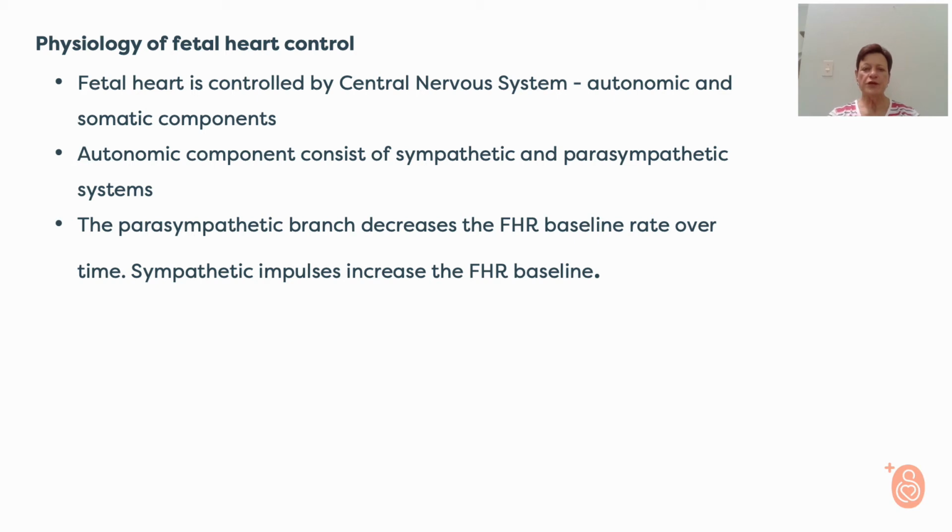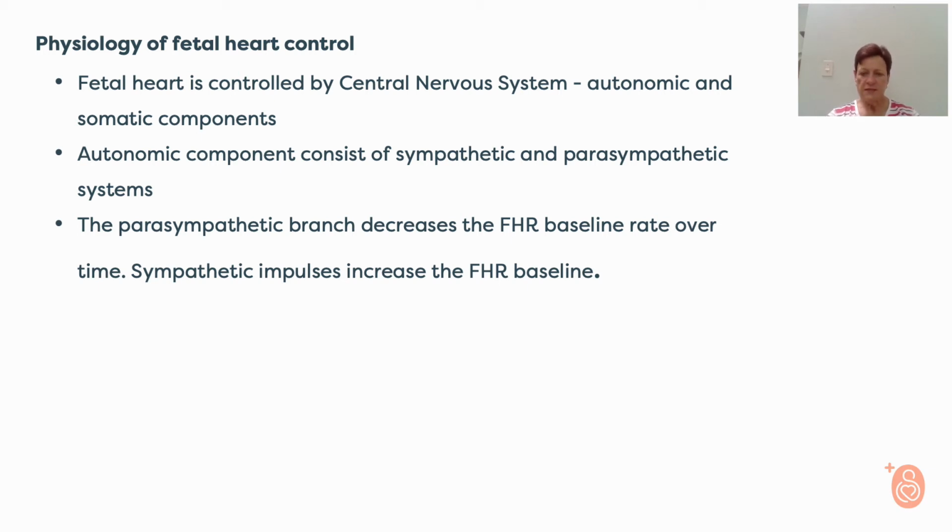Then if we look further at the physiology of fetal heart control, we talk about the central nervous system and how the central nervous system controls the fetal heart. We all know that the central nervous system has an autonomic and a somatic component. The autonomic component consists of the sympathetic and parasympathetic systems. The parasympathetic system is responsible for the decrease of the fetal heart rate, and the sympathetic system is responsible for the increase of the fetal heart rate.